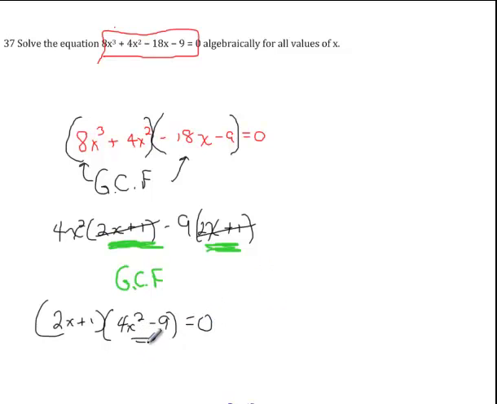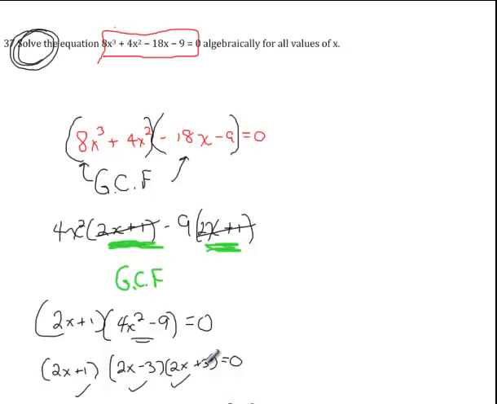This is still a difference of 2 perfect squares. So I have to go 2x minus 3, 2x plus 3, 2x plus 1. It still equals 0 because I'm solving it. Now I take each one of these factors, set it equal to 0.